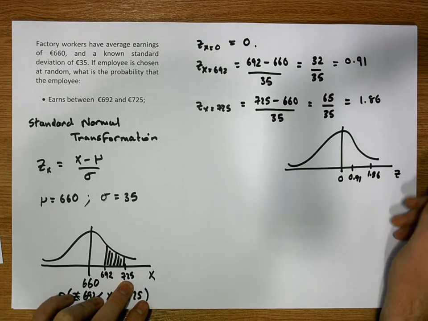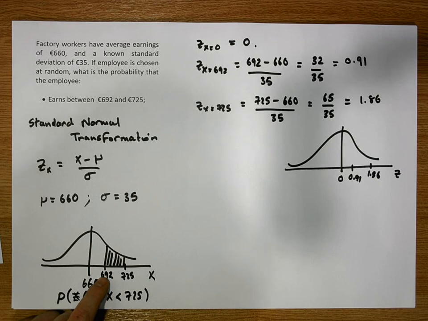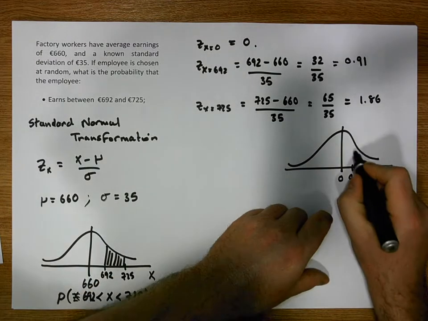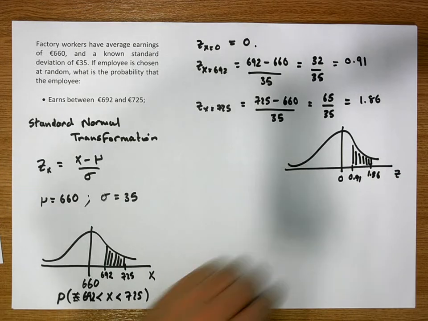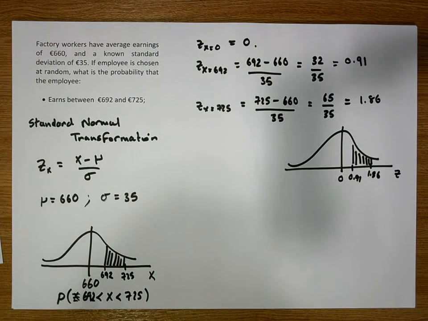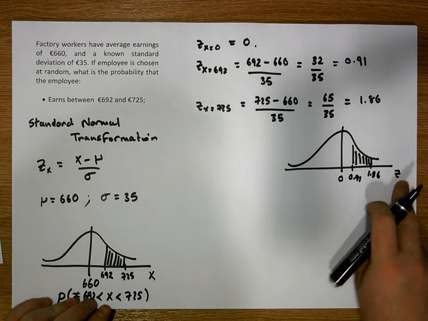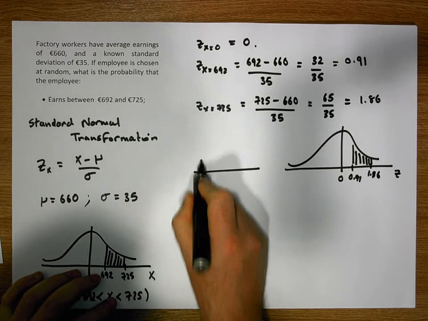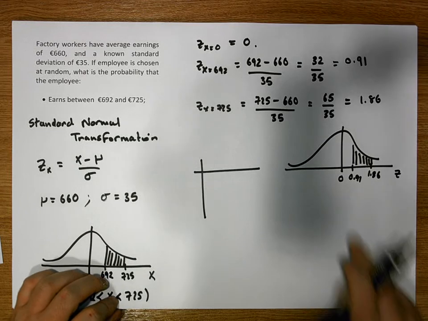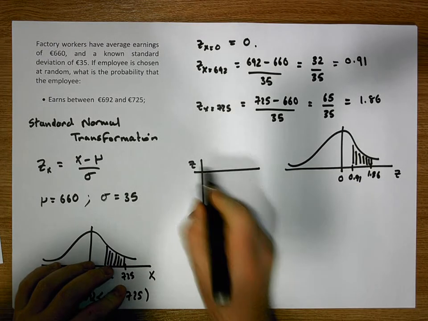In our original scenario, we were interested in the area between 692 and 725. In this scenario, we're going to be interested in the calculation of the area between 0.91 and 1.86. What we should always do, when we have positive z values, is look those positive z values up on our tables. I suppose what we're going to look up first is 0.91. So let's have a look at when z is 0.91.